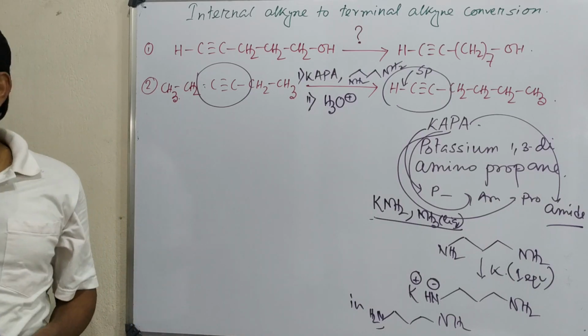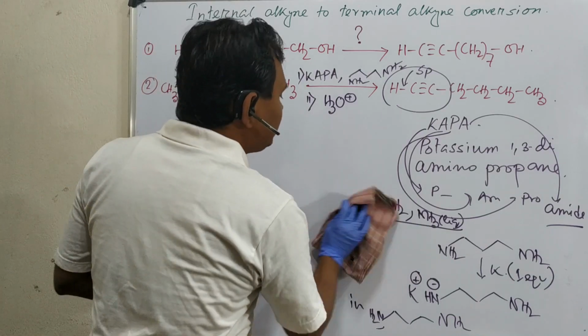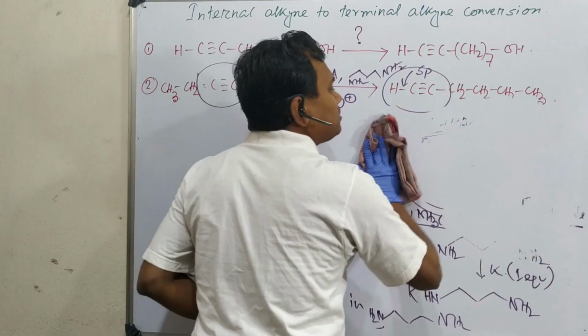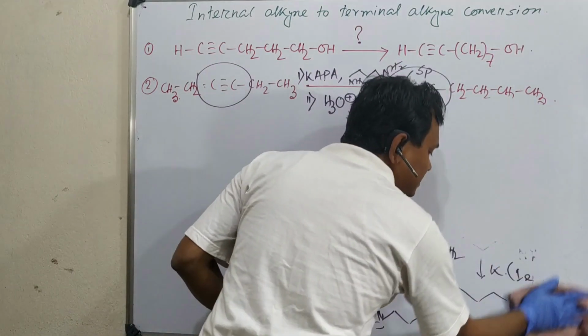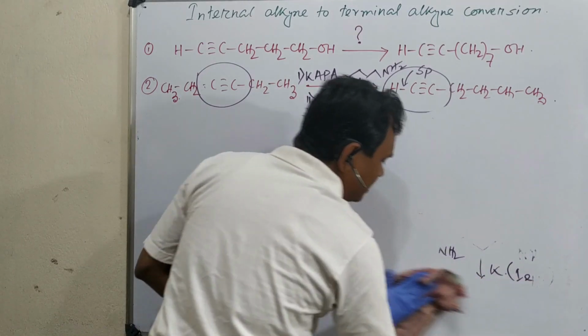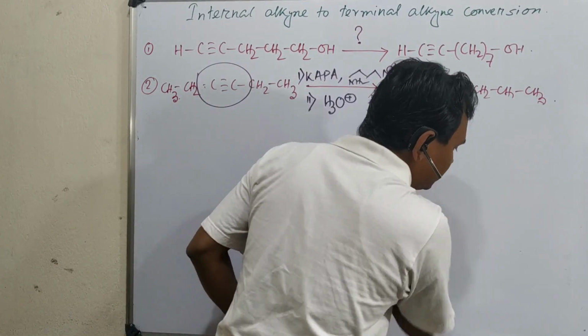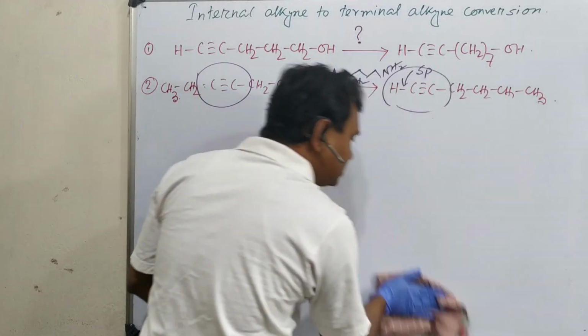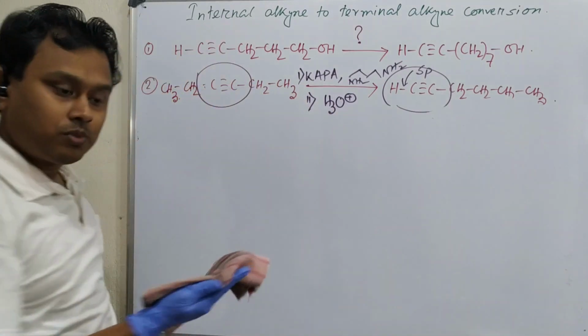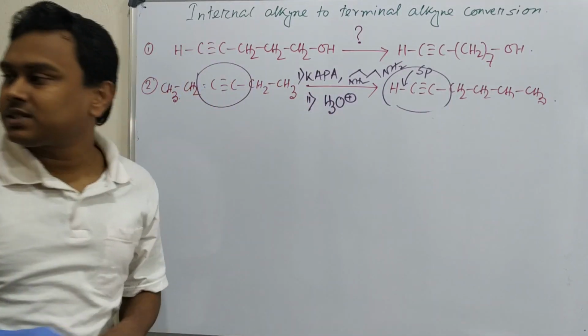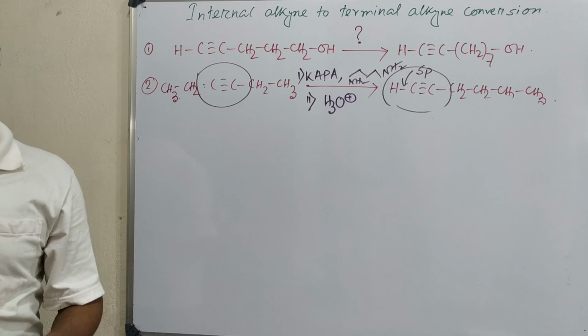Fine. Now, so this is the thing. Now let's discuss the mechanism of this process, because mechanism is the most important thing, and during the mechanism you will understand why internal to terminal conversion is possible, not vice versa. So let's start the mechanistic description.